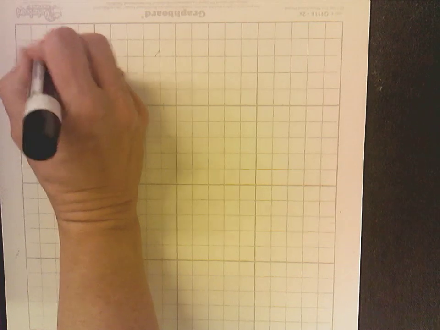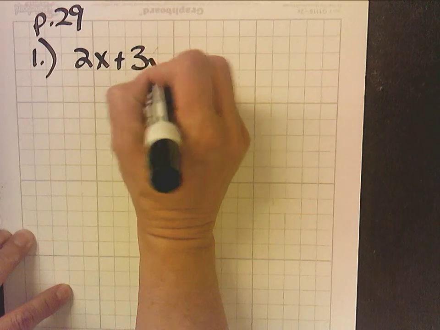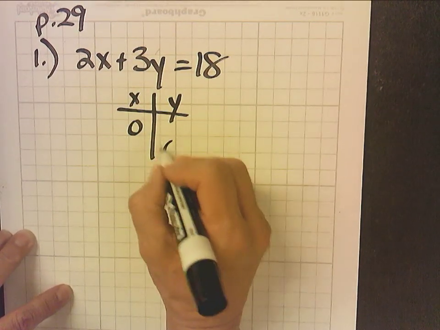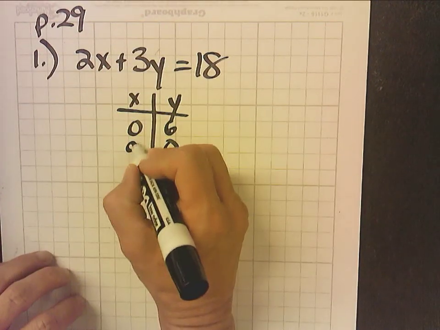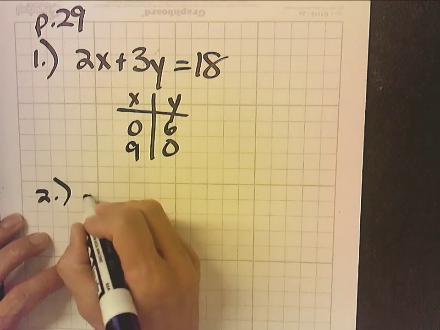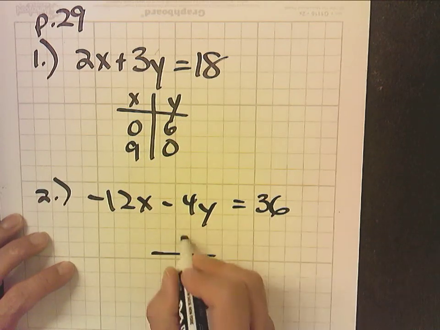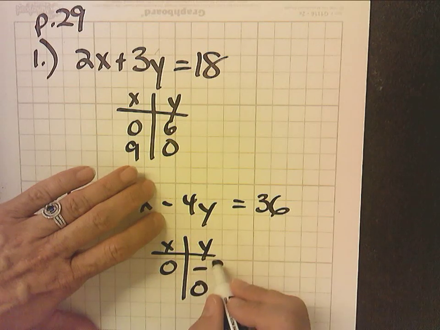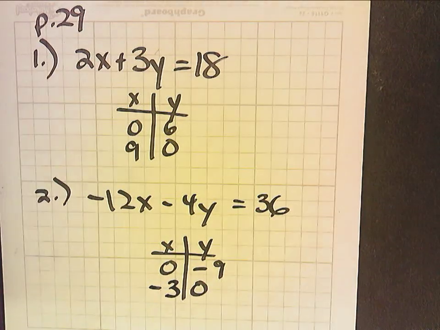Now, number 1 on page 29 is 2x plus 3y equals 18. When x is 0, y is 6. When y is 0, x is 9. And for number 2, negative 12x minus 4y equals 36. When x is 0, y is negative 9. When y is 0, x is negative 3. So check your answers, make sure they're correct.